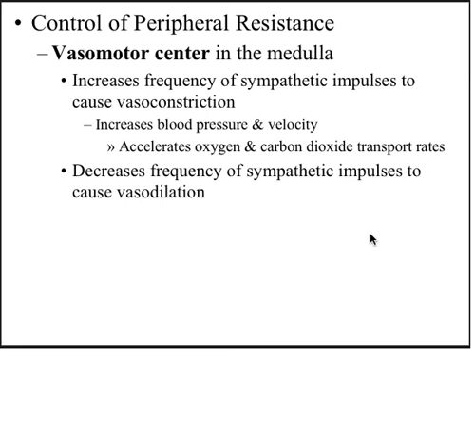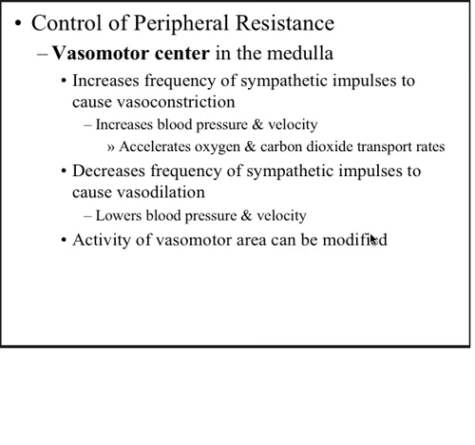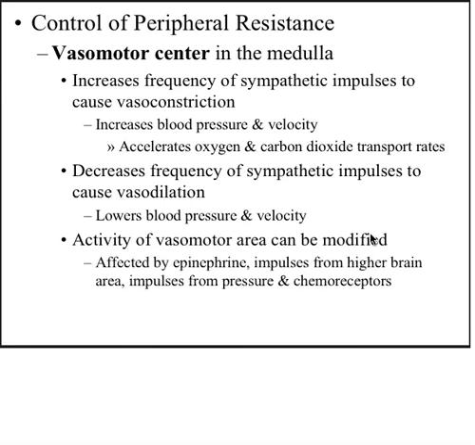Okay, so here what we're looking at in terms of vasomotion is not so much parasympathetic, sympathetic dual innervation, but changes in the frequency of innervation by the sympathetic division. So if we reduce those impulses, vasodilation will lower blood pressure and velocity. The activity of the vasomotor area is modified by epinephrine and impulses from higher brain centers such as the cerebral cortex, as well as impulses that come from pressure and chemoreceptors.